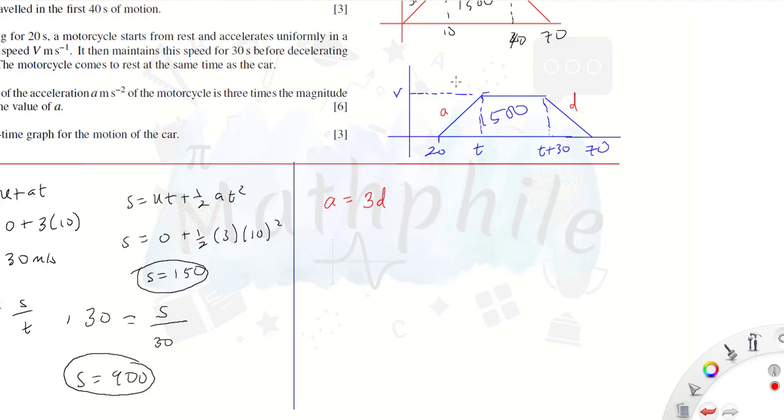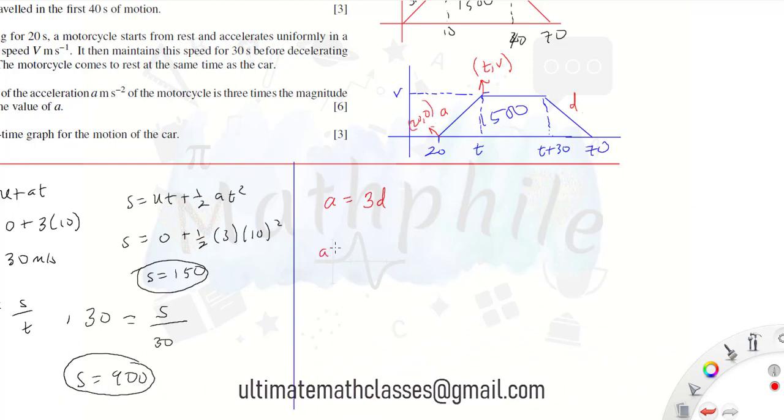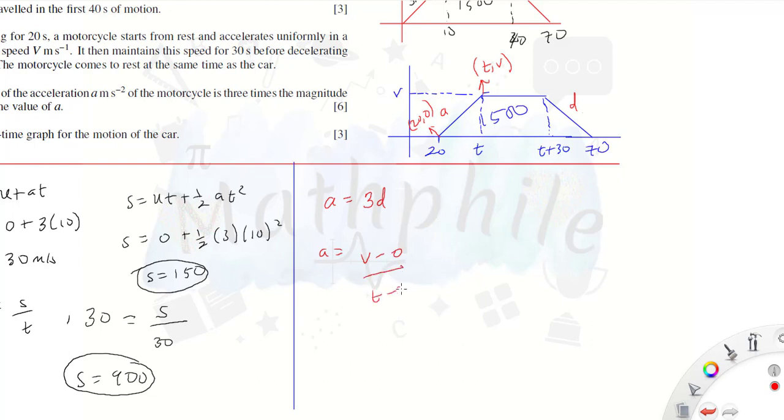Let's find a. At this point, this will be t and v, and at this point, this will be 20 and 0. You getting what I'm doing, right? I'm just writing the points over there. So let's find a. A in this case is going to be equal to change in velocity over change in time. So v minus 0 over t minus 20. That is going to be the acceleration function. Let me just write it nicely. A is equal to v over t minus 20. Do you agree? Yes.